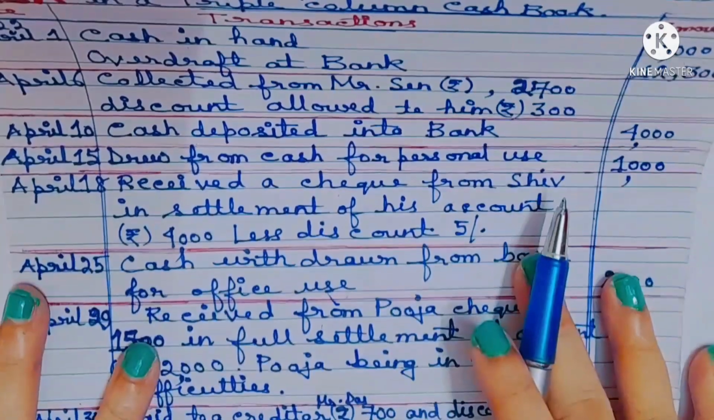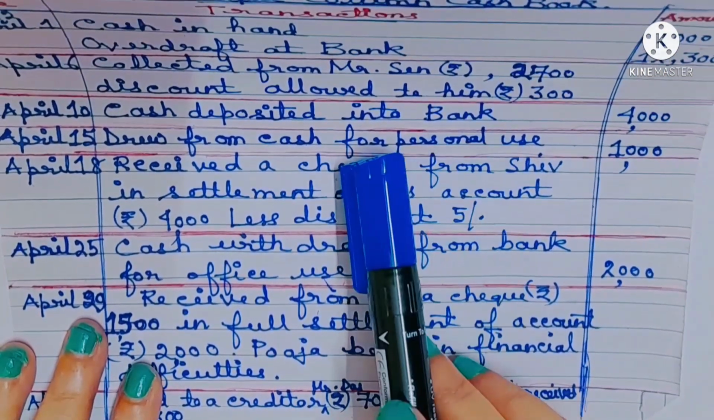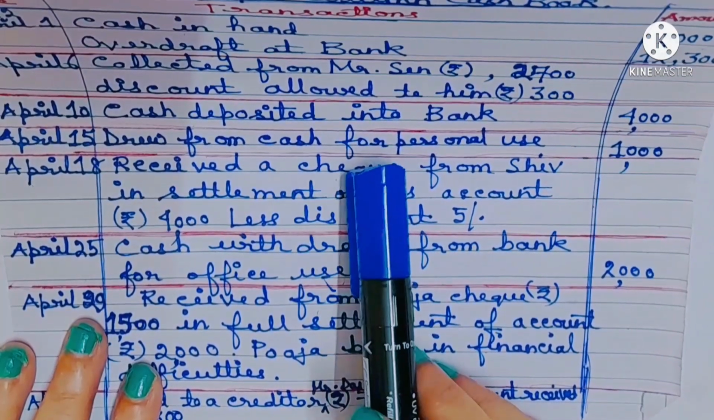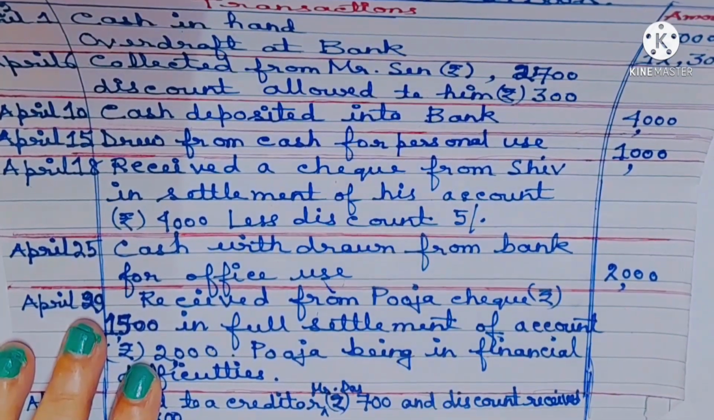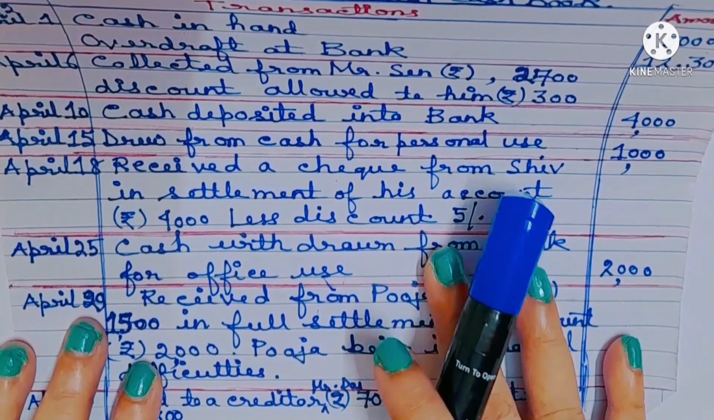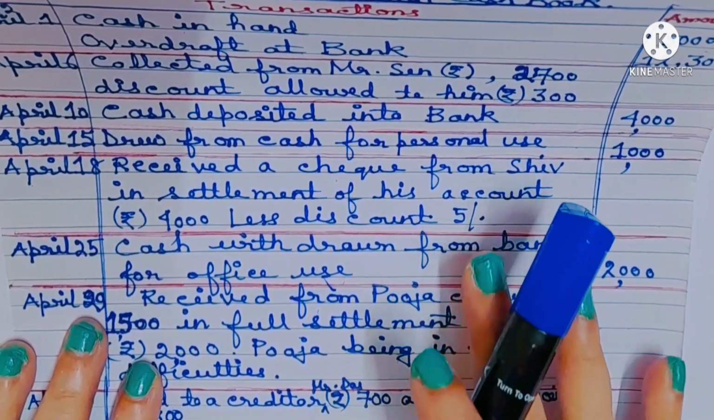So what is a contra entry? A contra entry is a transaction which involves both cash and bank. Both the debit aspect and credit aspect of a transaction get reflected in the cash book. Alright, a contra entry affects both a cash account and a bank account.